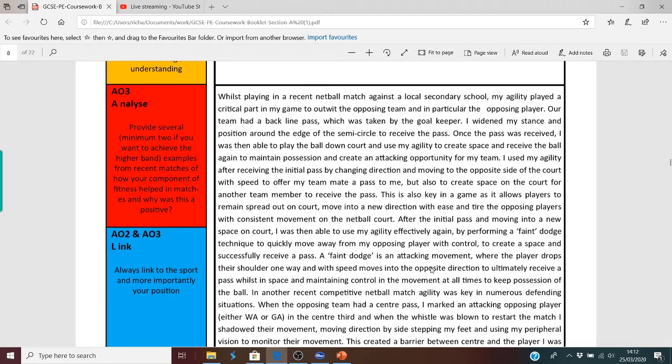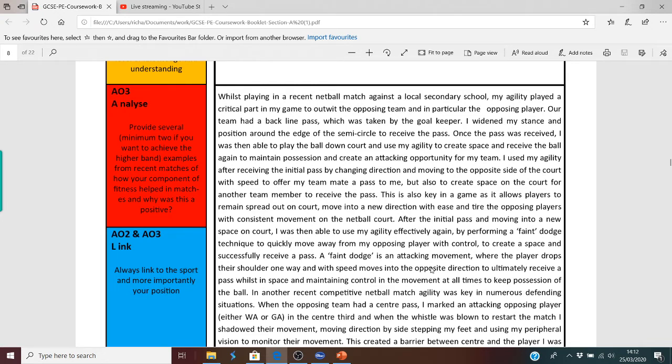I widened my stance and my position around the edge of the semicircle to receive the pass. Once the pass was received, I was then able to play the ball down the court and use my agility to create space and receive the ball again to maintain possession and create an attacking opportunity for my team.